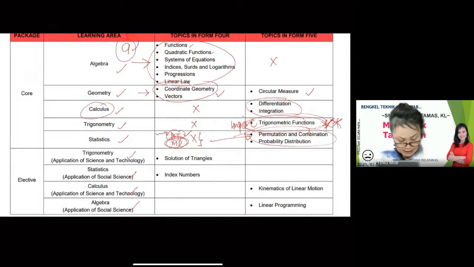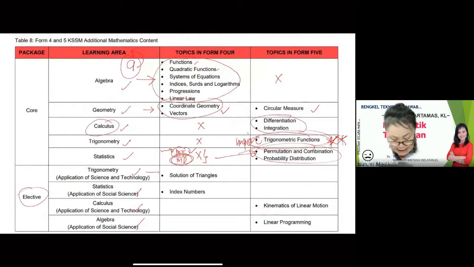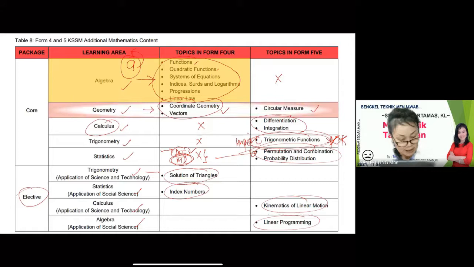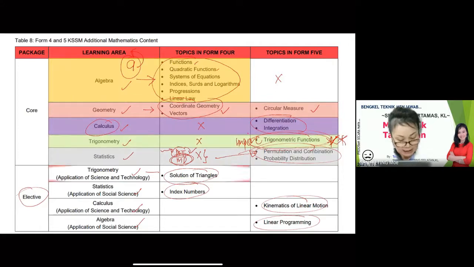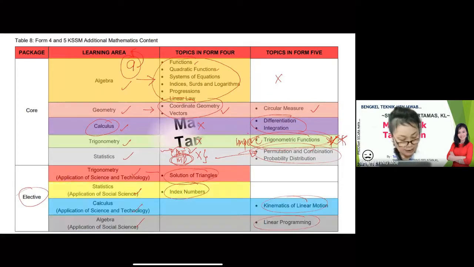Trigonometry is an elective for students in other schools. Solution of triangle and index number we learn in Form 4. And kinematics of linear motion and linear programming we learn in Form 5. So these are the topics. How many topics do we have? Okay, let's continue with this. This one I put in color to differentiate. This one, nothing to do. Let's go very fast.